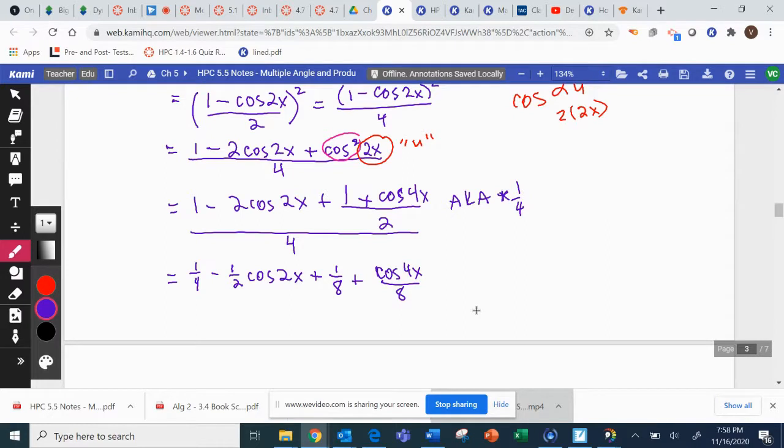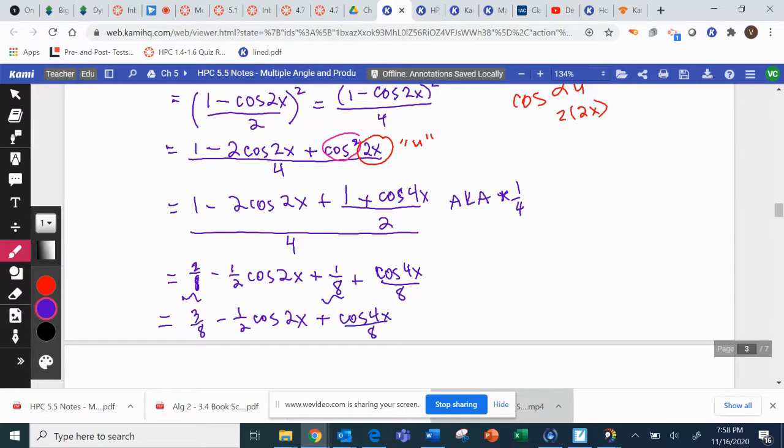So now, these are like terms. I'm running short on space, sorry guys. Those are like terms, so I could add those together. And this would be 2/8, so it'd be 3/8 minus 1/2 cosine 2x plus cosine 4x over 8.